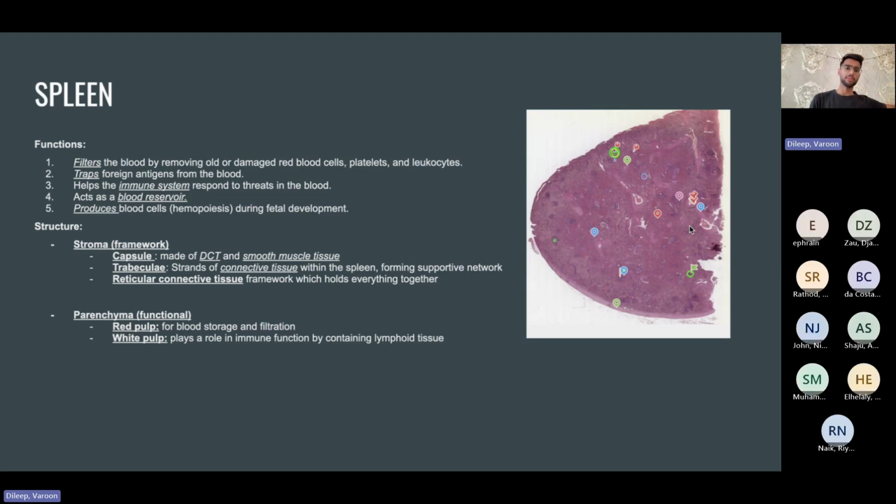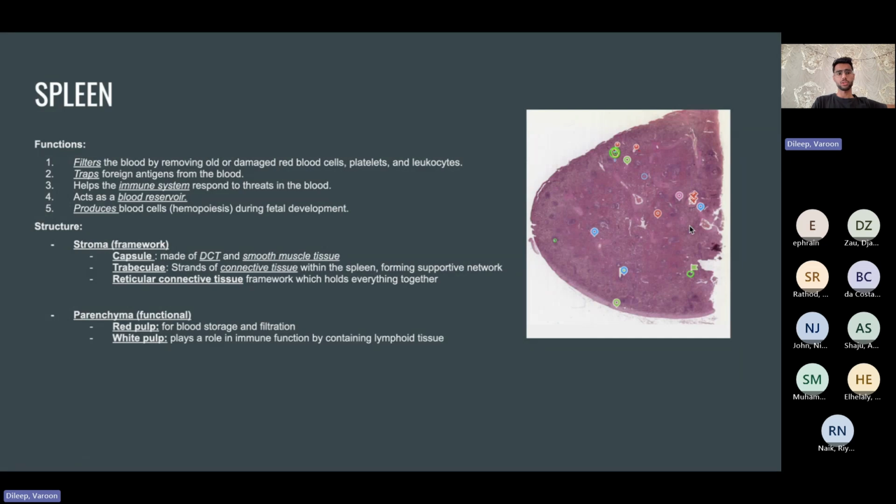So let's start with the basic functions of the spleen. It is involved in filtering of the blood. It traps foreign antigens from the blood. It helps the immune system respond to threats in the blood, and it acts as a storage of blood, so a blood reservoir, and it produces blood cells during hematopoiesis.